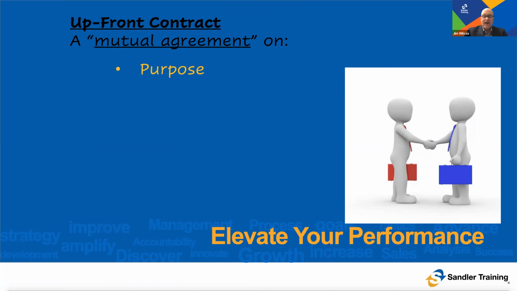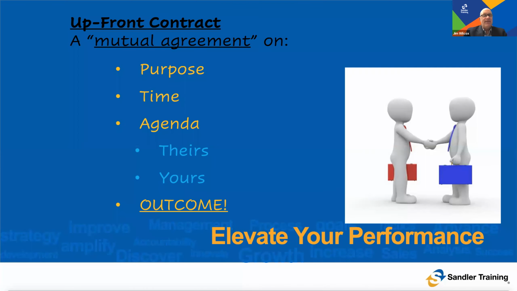Why are we getting together? The time of the meeting, the agenda of the meeting, specifically their agenda first, right? Because it's about the prospect first always. My agenda, if it makes sense to weave it in, and then the outcome.